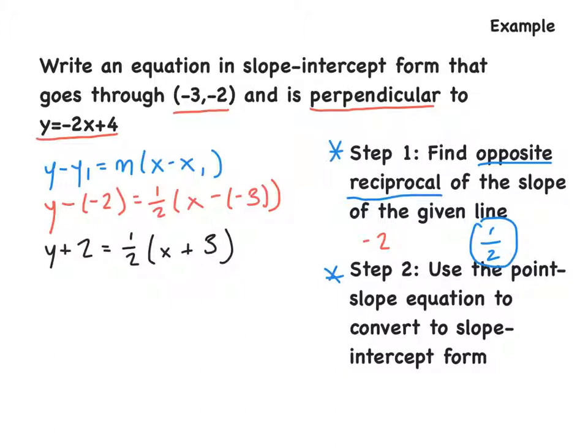Now all we have to do is the distributive property. So we have y minus 2 is equal to 1/2 x plus 1 and 1/2. When you multiply 1/2 times 3, you get 1 and 1/2. So now we need to get y by itself. So we need to move this minus 2 over to the right by doing that. Add 2.